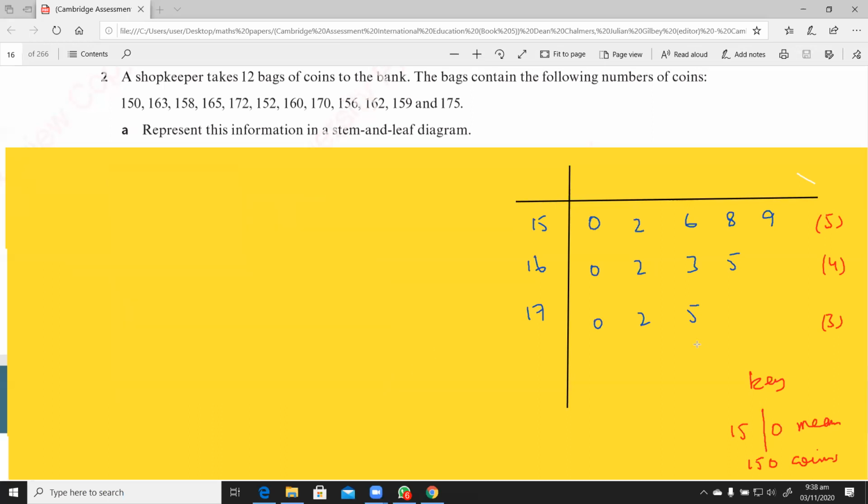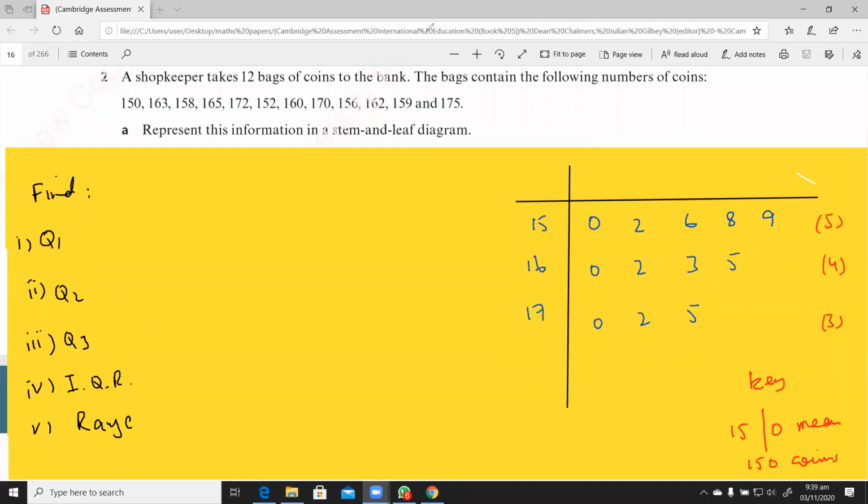Now we have to find the lower quartile. You find these things from it. So let me write it here. You have to find the lower quartile, which is known as Q1, find the median, which is known as Q2, find the upper quartile, find the interquartile range, and then find the range as well.